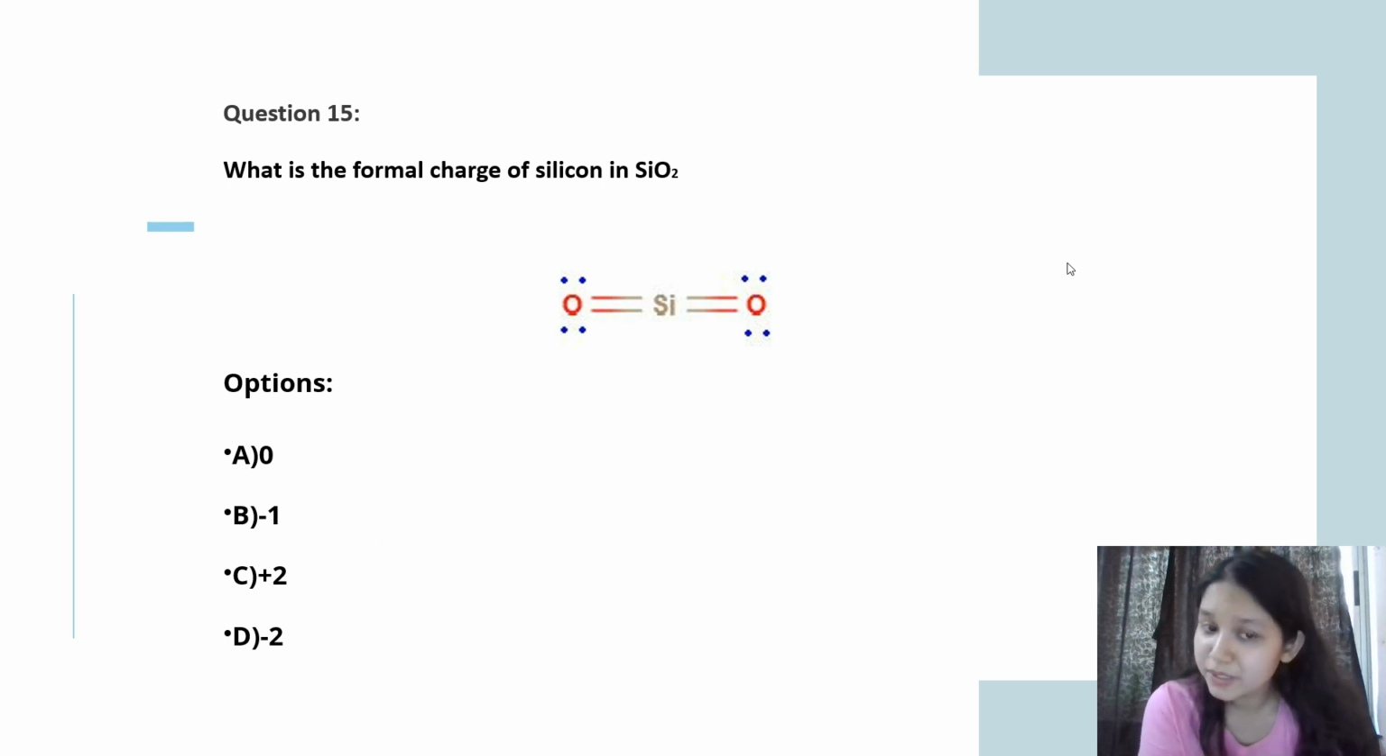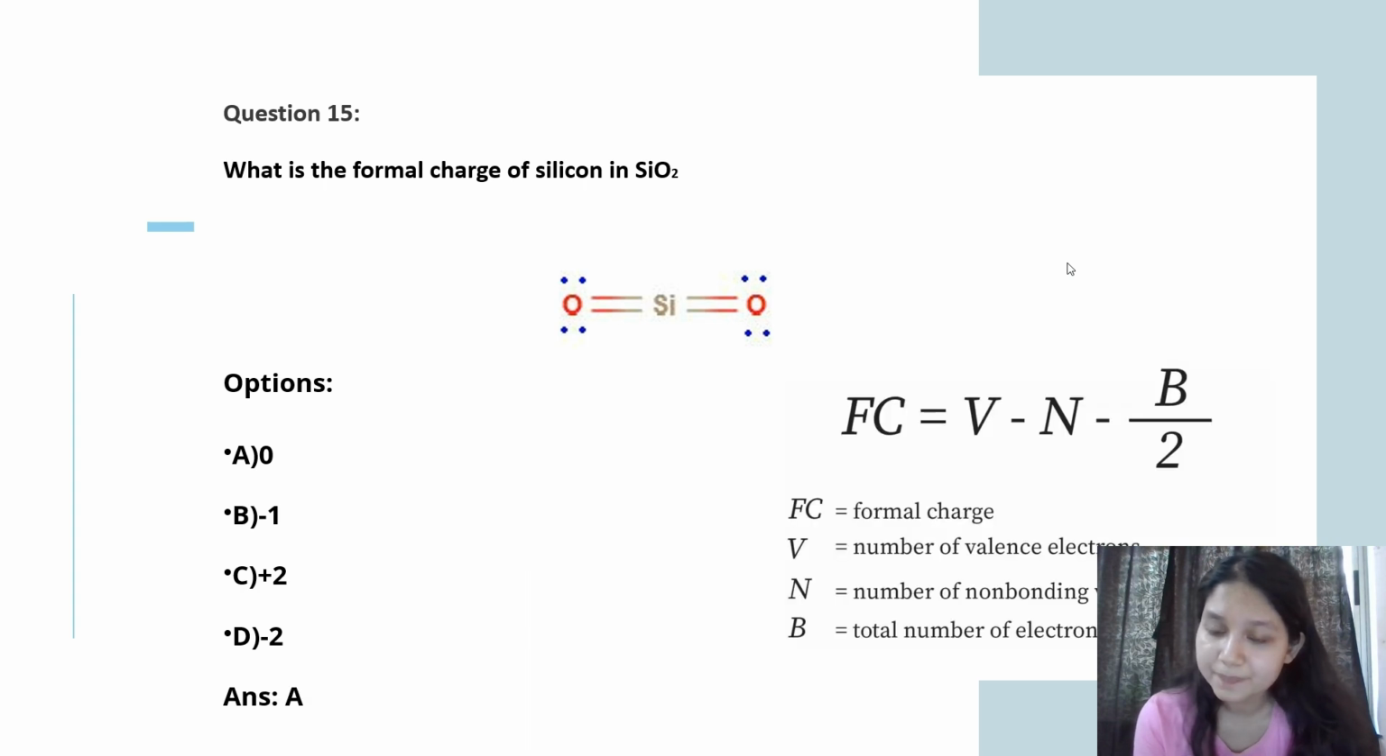In question number 15, we tried to calculate the formal charge of silicon in silica, and following this formula, we figured out that option A, 0, is the correct answer. Silicon in silica has formal charge 0. So with this, we have discussed 15 questions.